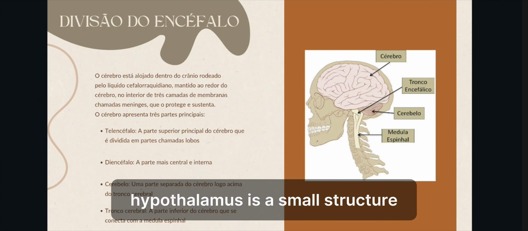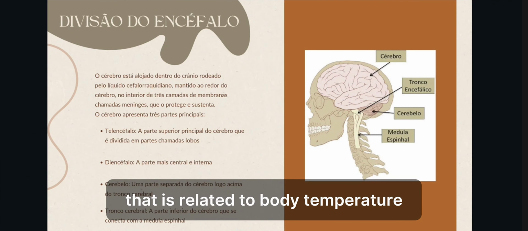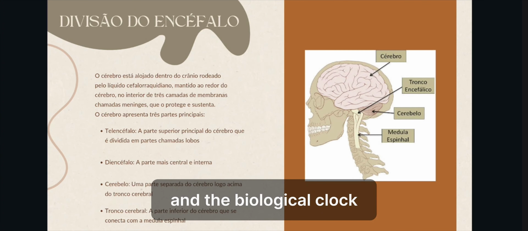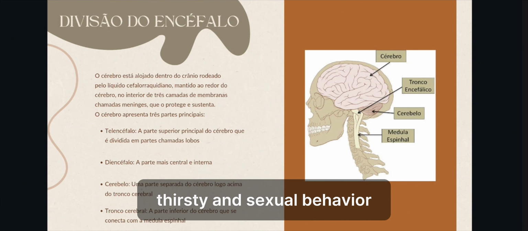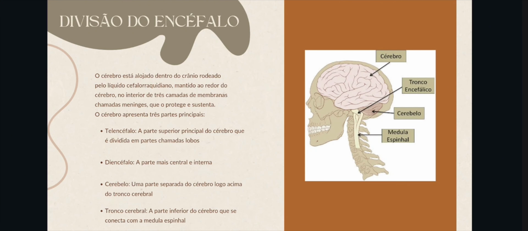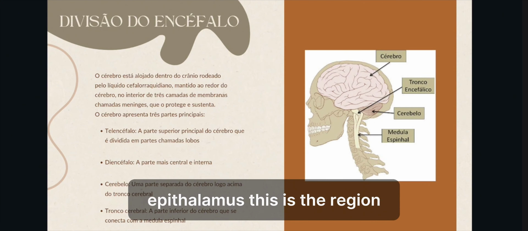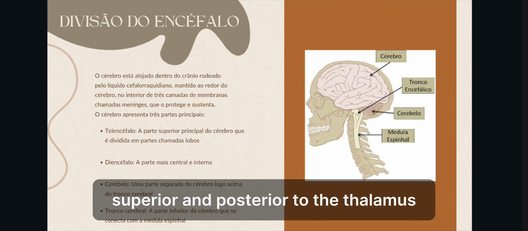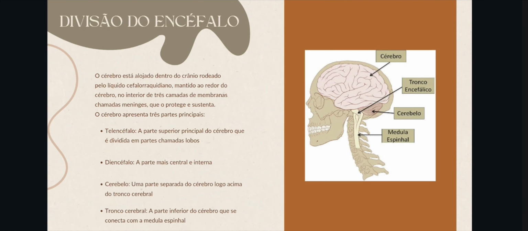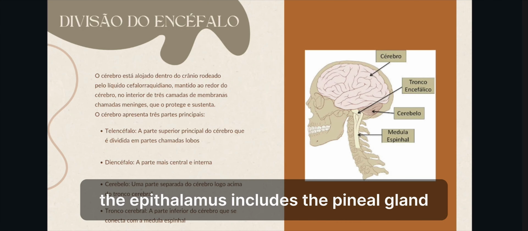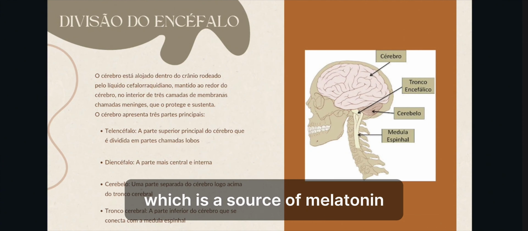Hypothalamus is a small structure that is related to body temperature and the biological clock. It's also related to hunger, thirst, and sexual behavior. Epithalamus. This is the region superior and posterior to the thalamus. The epithalamus includes the pineal gland, which is a source of melatonin.